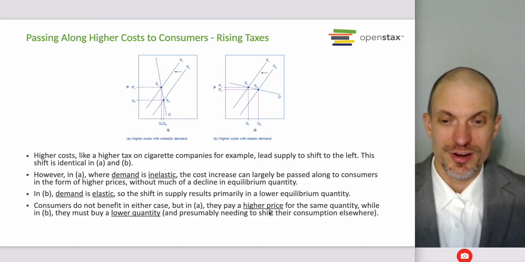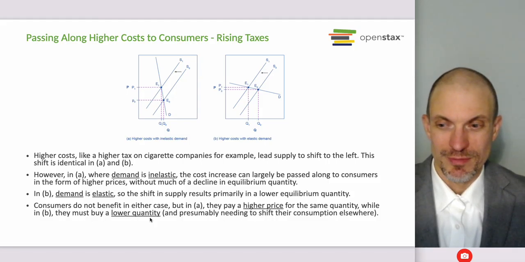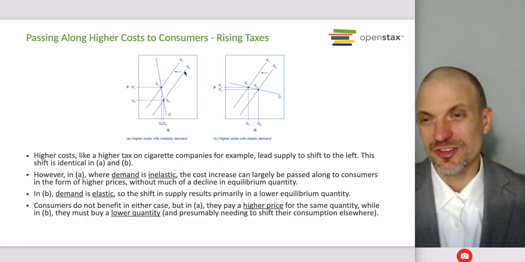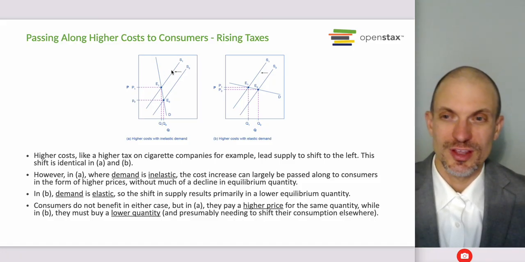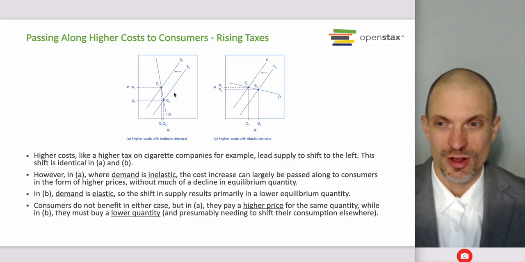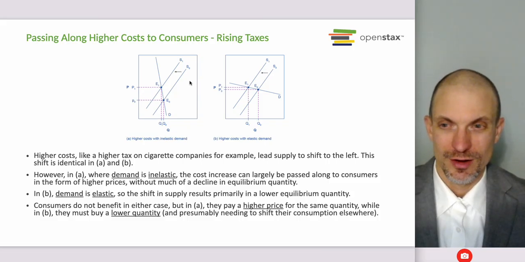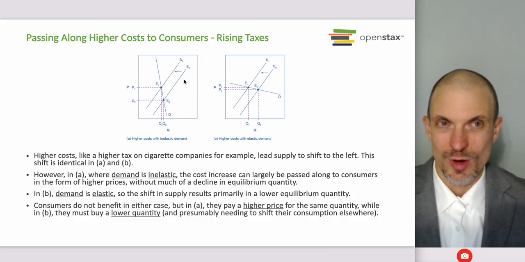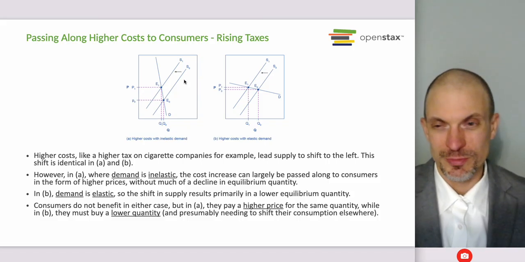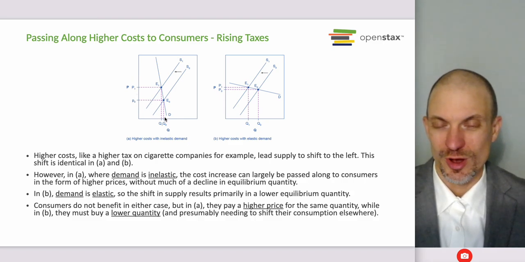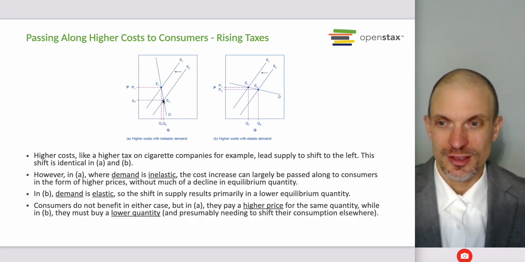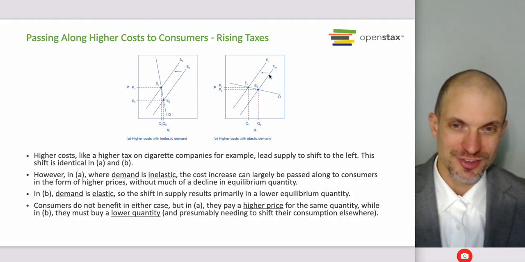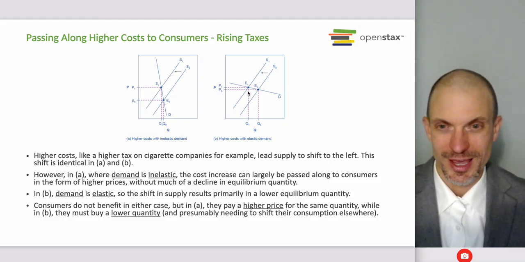Consumers don't benefit in either case, but they pay a higher price for the same quantity, and they must buy a lower quantity. So if we raise taxes, it's like increasing the cost, reducing the supply at all possible prices. And so we'll get a higher price, lower quantity if demand is really inelastic. Consumers just pay a much higher price. They don't really change their habits very much. If demand's pretty elastic, a similar reduction in supply leads to a big reduction in demand.